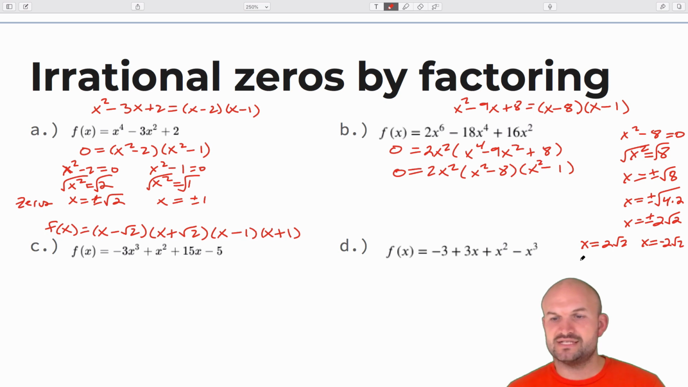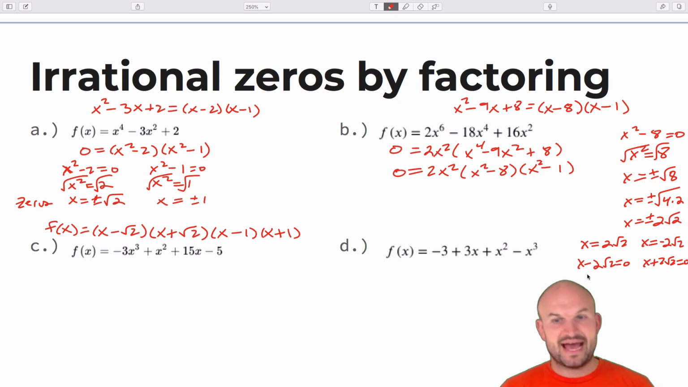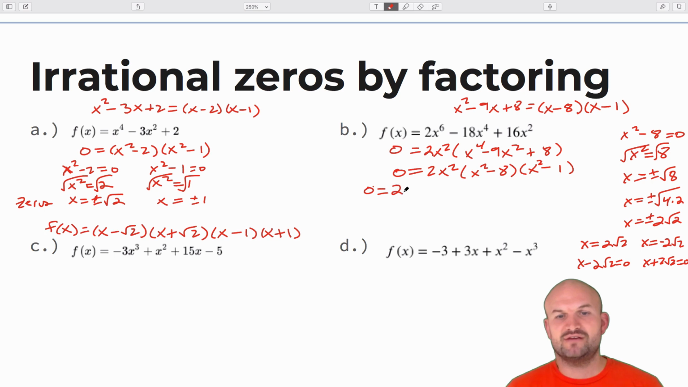And then we could write those as the factors. So the factors... okay, so hopefully you can see how that is what my factors would be. So now when I write this in factored form, I still have the 2x squared, but now I'm going to have an x minus 2 square root of 2 times an x plus 2 square root of 2. And then we have an x minus 1 and an x plus 1.